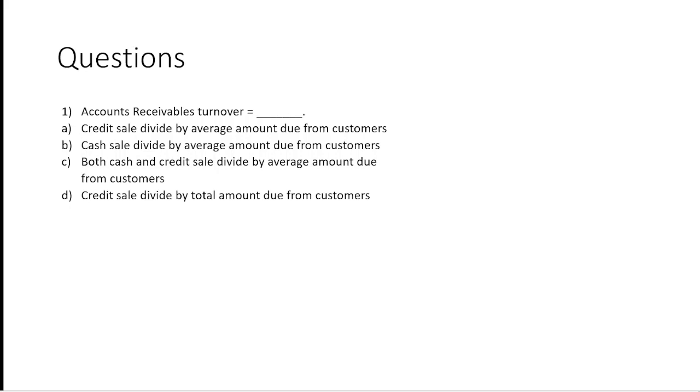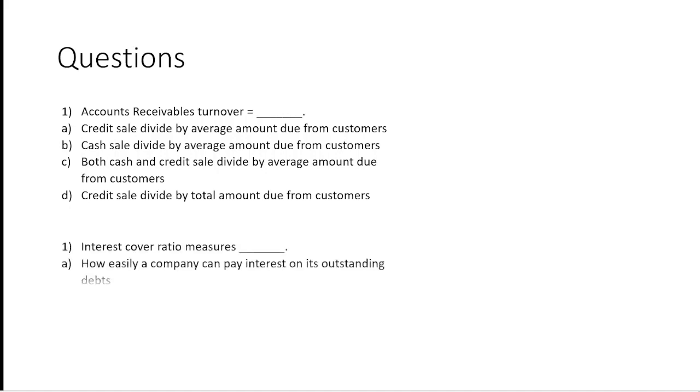Yeah, so the first and the last choice were similar. Actually, it is credit sales divided by average amount due from customers, not the total amount. Total amount means as of a certain date, but because the credit sales are generated over a period of time, the right answer is credit sales divided by average amount due from customers, and the average is calculated either by the monthly average for the whole year, or you can take the opening plus the closing amount divided by two. So that's the right answer.